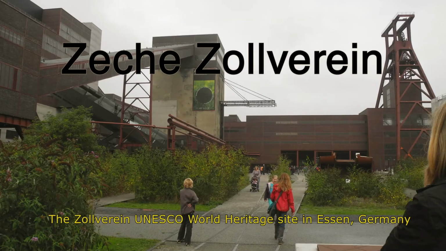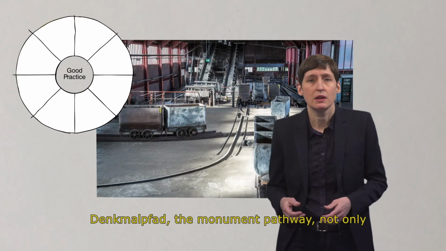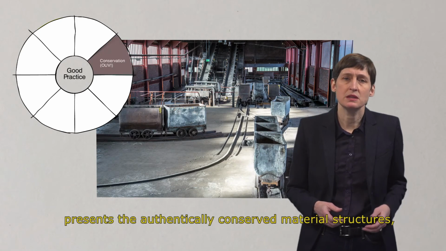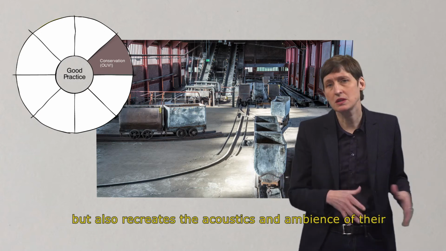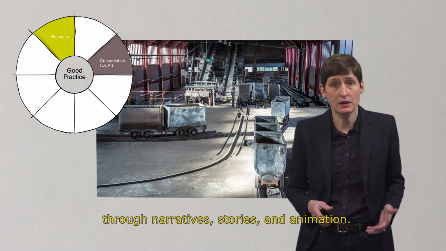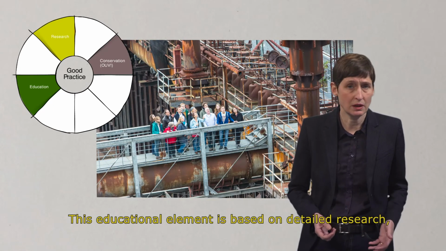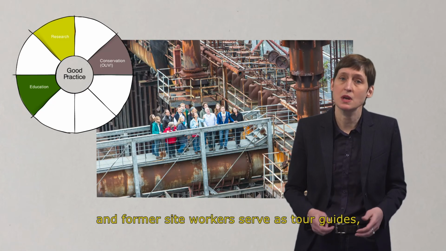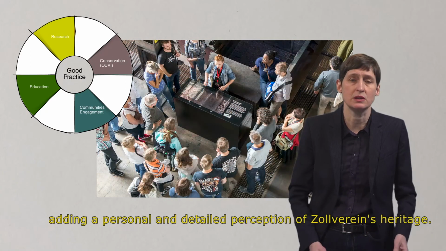The Zollverein UNESCO World Heritage Site in Essen, Germany, has played a pioneering role in setting standards for conservation and development. Denkmalpfad, the monument pathway, not only presents the authentically conserved material structures, but also recreates the acoustics and ambience of the immaterial sensitive dimensions through narrative stories and animation. This educational element is based on detailed research, and former site workers serve as tour guides, adding a personal and detailed perception of Zollverein's heritage.